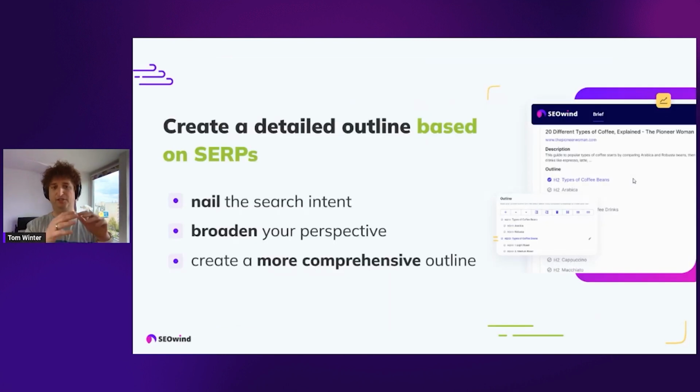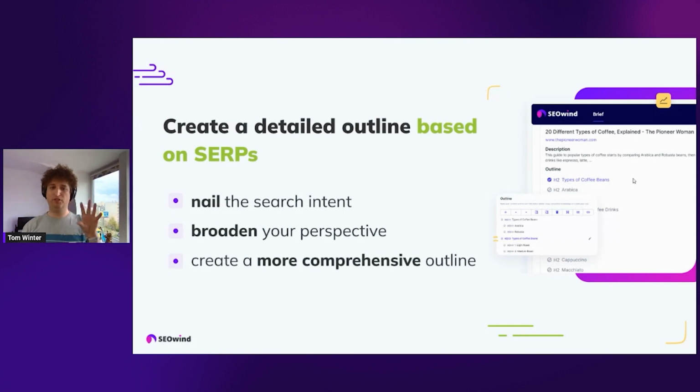Next thing that you can do is create a detailed outline based on SERP results. Because if you think that you can do something totally different than everybody else and be better than them, maybe you will, but the chances of that are super slim. The search intent of Google is really precise. They know what they want to see, they know what the answer to a specific question is, and they know who ranks for that and what they write inside. So if you think you know better, sorry to say that, probably you don't.